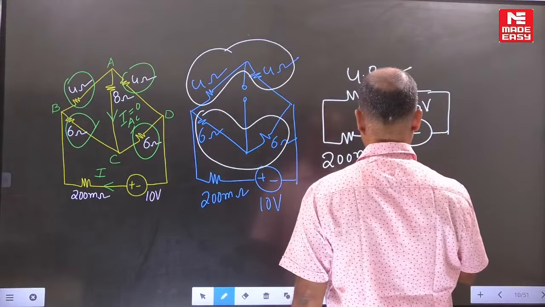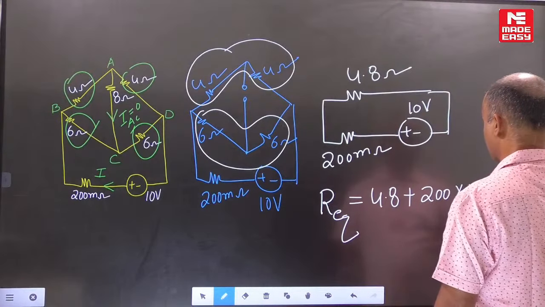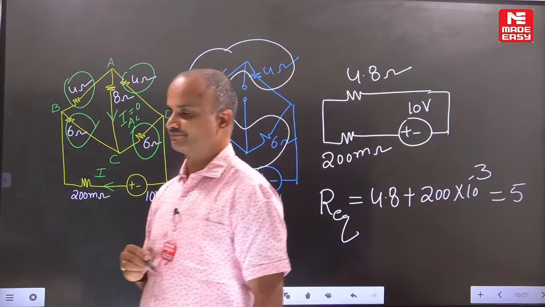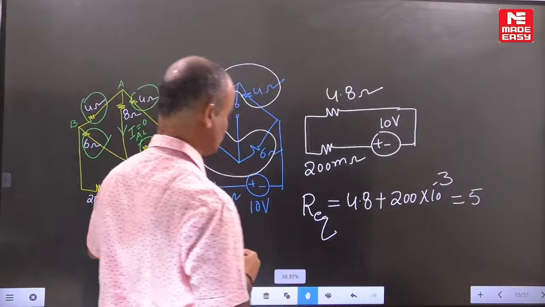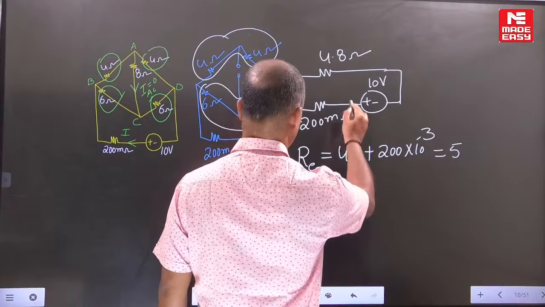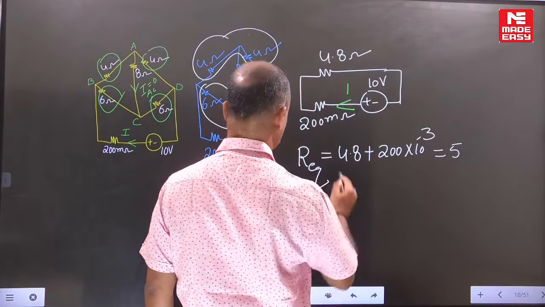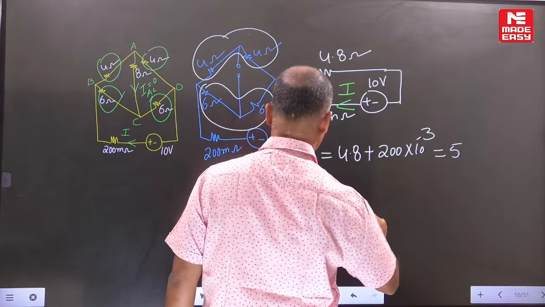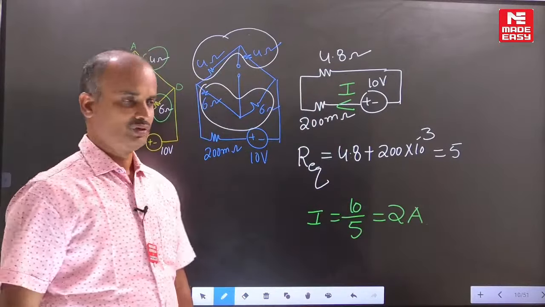Total equivalent resistance is 4.8 plus the 200 milliohms. If you simplify this, the total equivalent resistance is 5. Now can you find out the current delivered by the source? 10 by 5, the current is 2 amperes. Now what is the requirement?